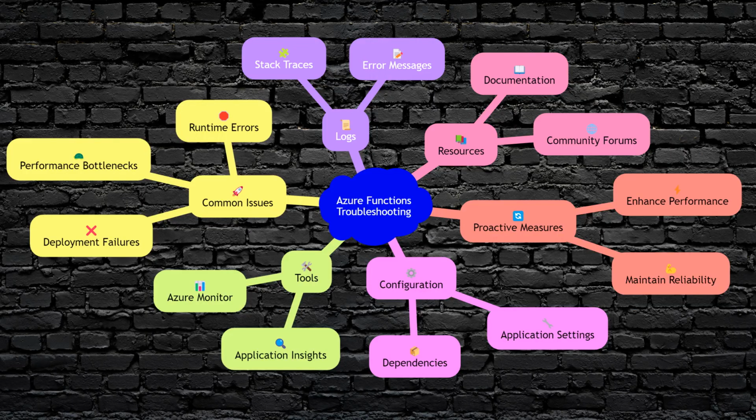While working with Azure Functions, you may encounter common issues such as deployment failures, runtime errors, or performance bottlenecks. Use Azure Monitor and Application Insights to diagnose and troubleshoot these issues. Check logs for detailed error messages and stack traces. Ensure your application settings and dependencies are correctly configured. Review documentation and community forums for solutions to common problems. Proactively addressing issues helps maintain the reliability and performance of your Azure Functions app.